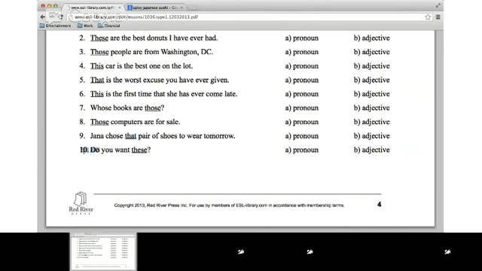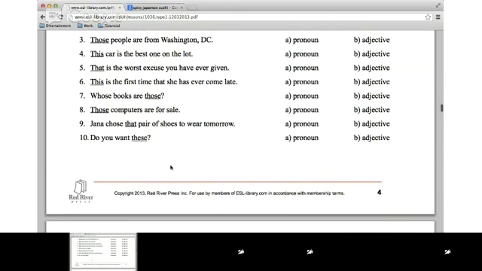All right, and number 10, this is for Pipe. Do you want this? It's adjective. Ah, no, sorry, pronoun. There you go. Good. Yeah, so there is no noun after these, so it is definitely a pronoun. Okay, good job. Thank you.